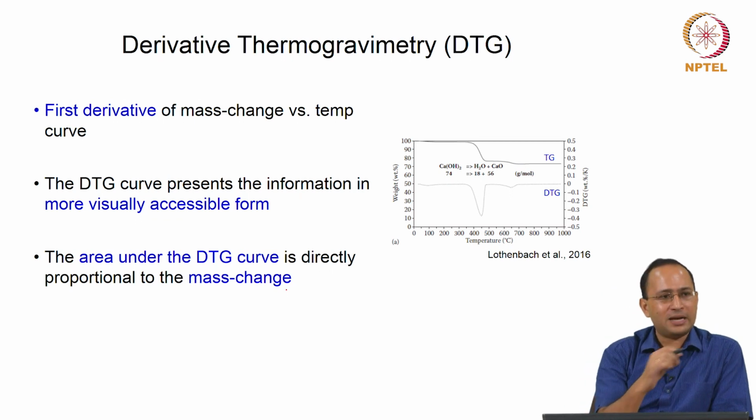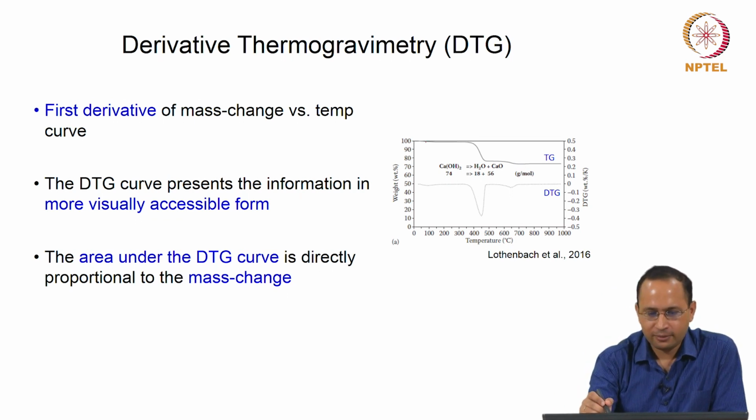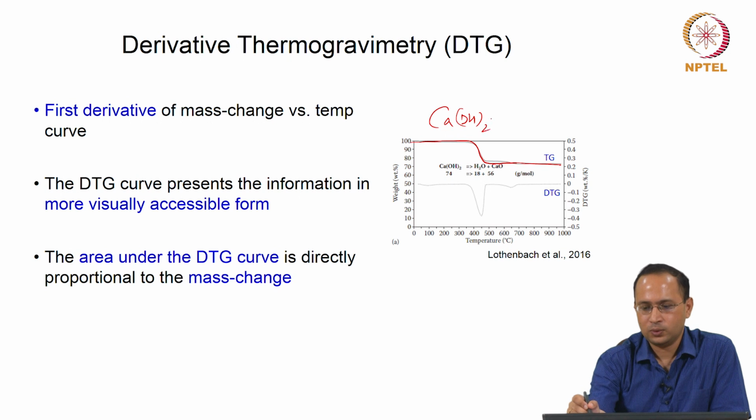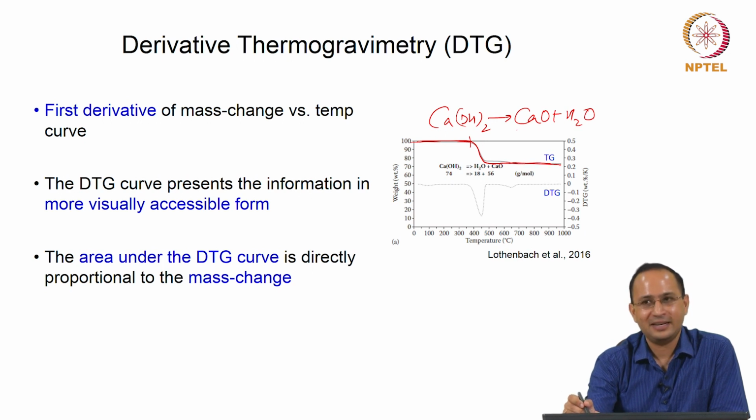When we talk about mass loss, here we have a mass loss curve. This is calcium hydroxide. What happens to calcium hydroxide? Ca(OH)2, at some point will lose water. Up to around 400 degrees Celsius you do not see any change, and beyond 400 C you see a change, then nothing happens. That tells you there is a dehydration, it is losing water, dehydroxylation.